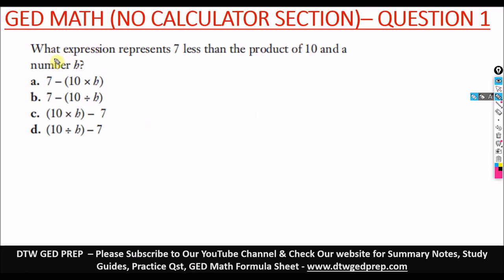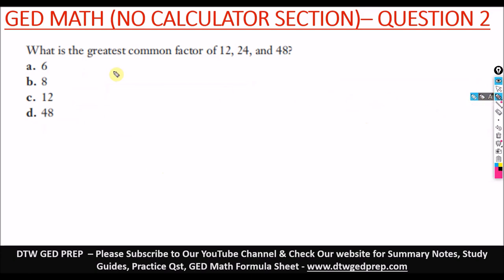So here, question one says, what expression represents 7 less than the product of 10 and a number h? So they made the number h. So the expression will definitely be 7 less than the product of 10 and h. So 10 times h, put it in parentheses, then 7 less than whatever value this is, so that would be minus 7. That's 7 less than this, so this would be our expression. And our right option here is option C.